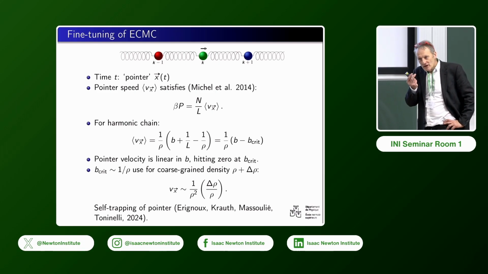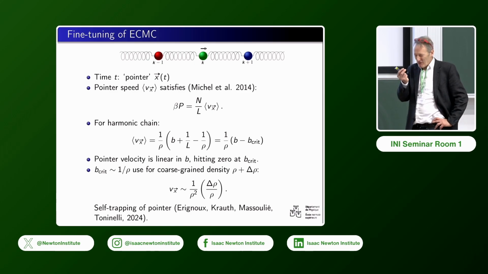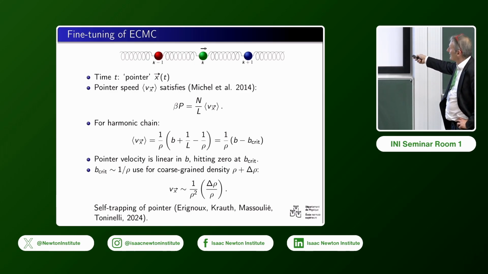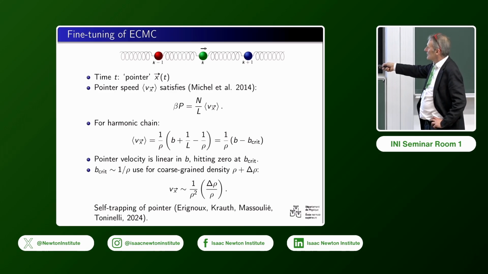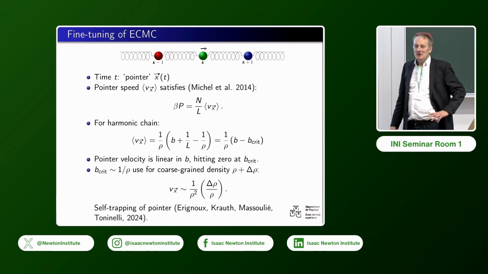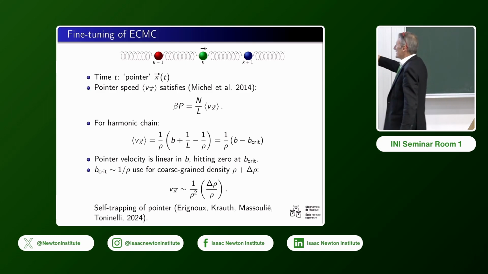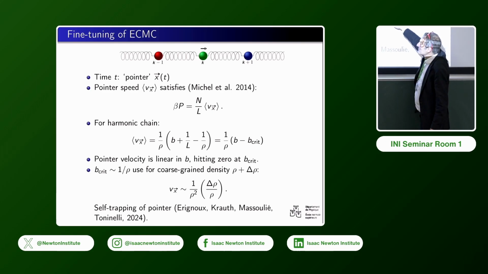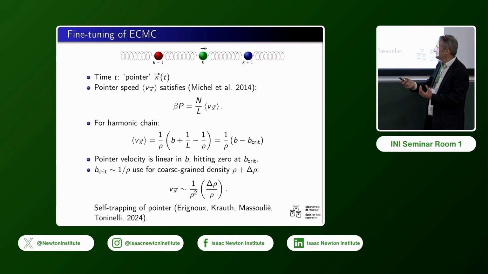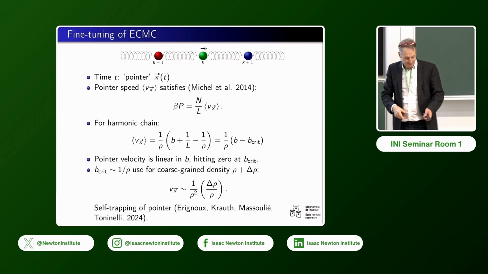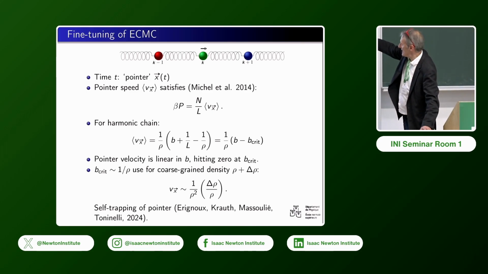Now I can make one completely trivial conclusion. I look at this formula, and it's a trivial formula. It tells me that the mean pointer velocity is linear in B, hitting 0 at B critical. You don't have to have gone to university to be able to write this equation. But what's more interesting is that if you are at B critical, B critical is on the order of 1 over the density, then you can use the same equation.